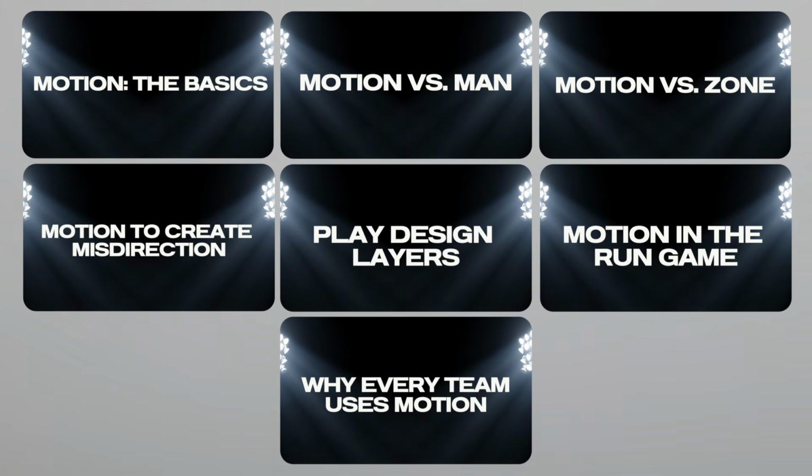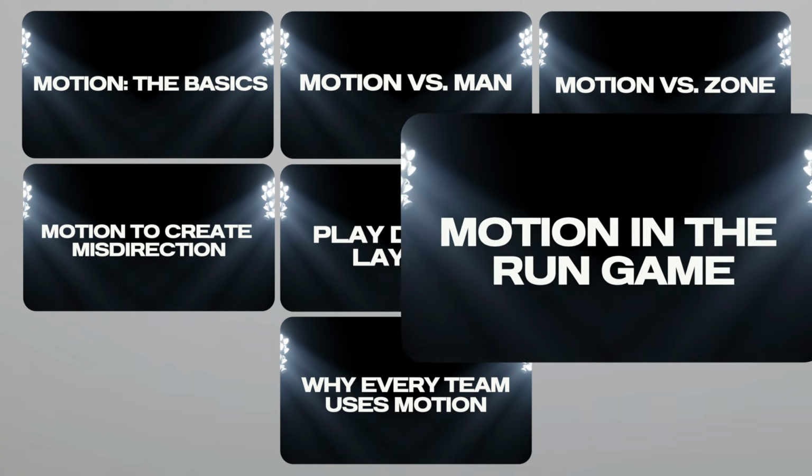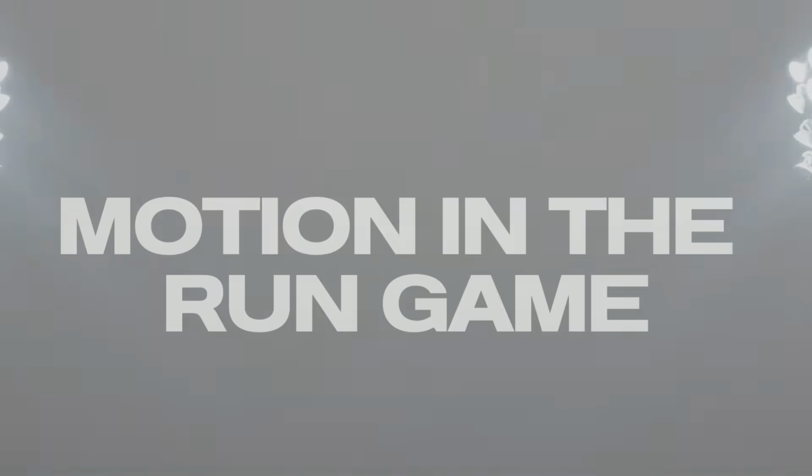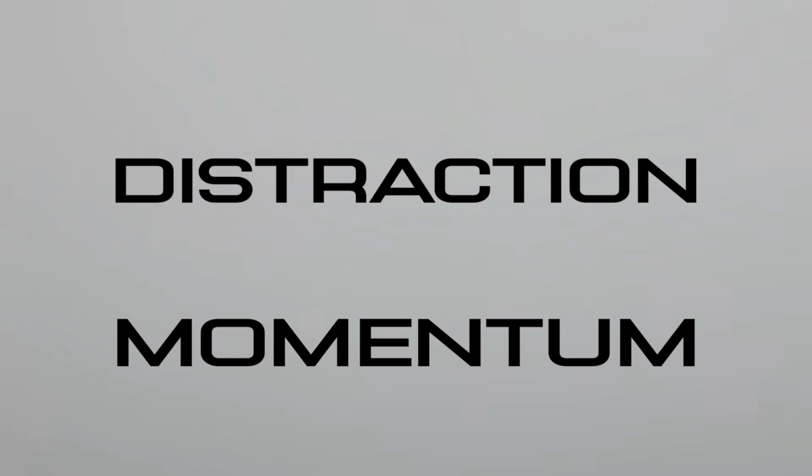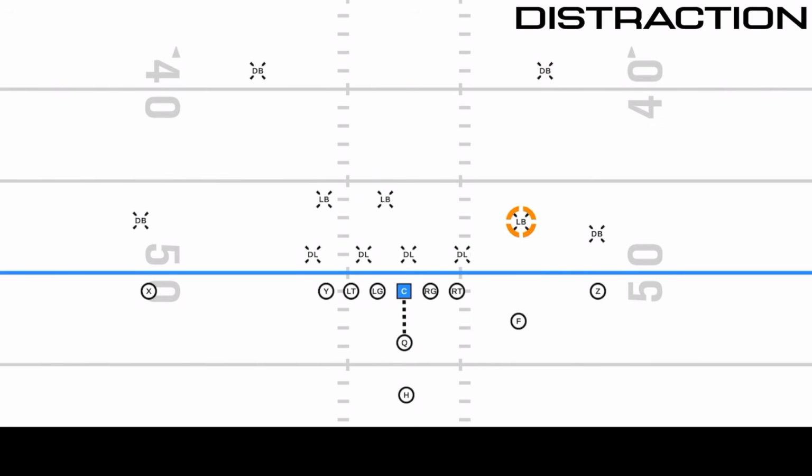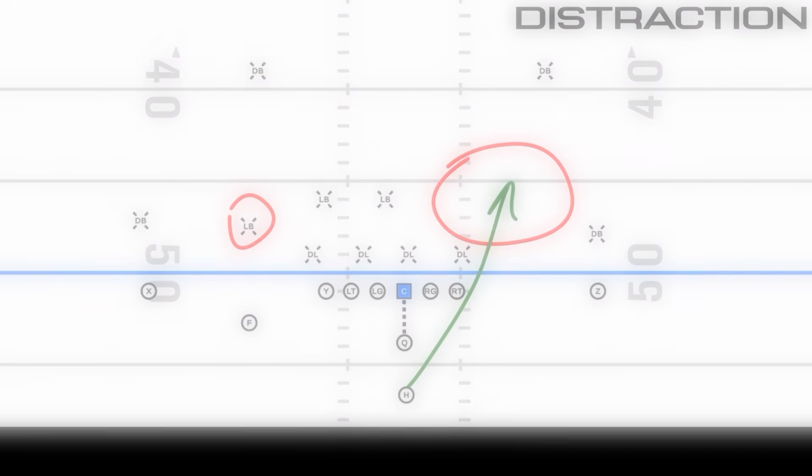So far, we've talked about motion through the lens of passing, but if anything, it's even more deadly in the run game. Motion in the run game creates two main advantages: distraction and momentum. The distraction is obvious. A defender sees a motion and starts adjusting, and if the offense runs the ball the other way, that defender just took himself out of the play. It's like a magician waving one hand while hiding the trick in the other.